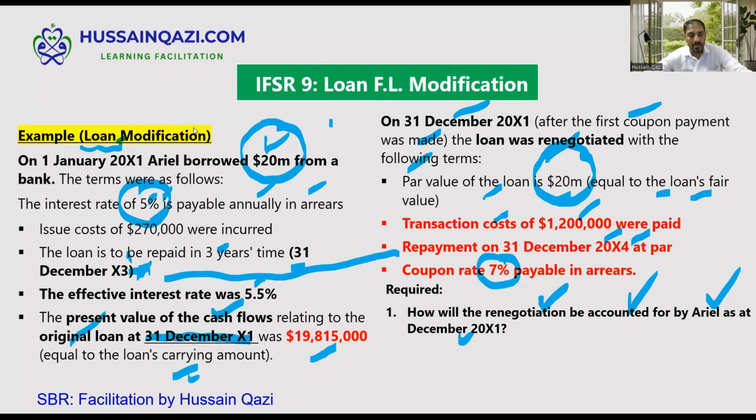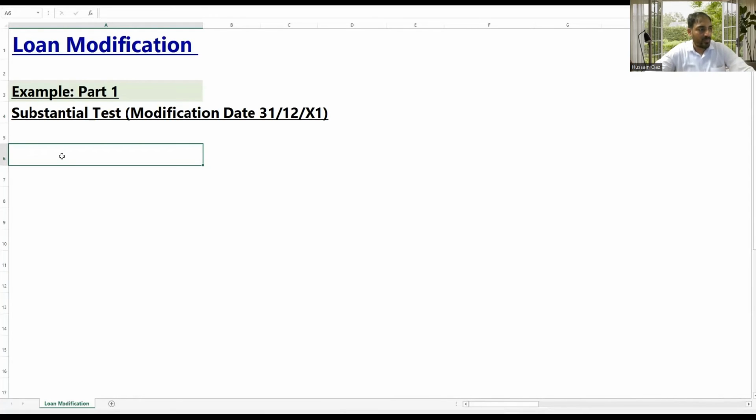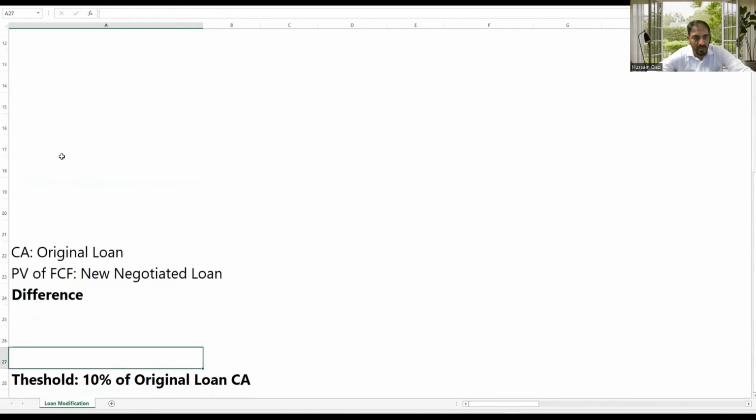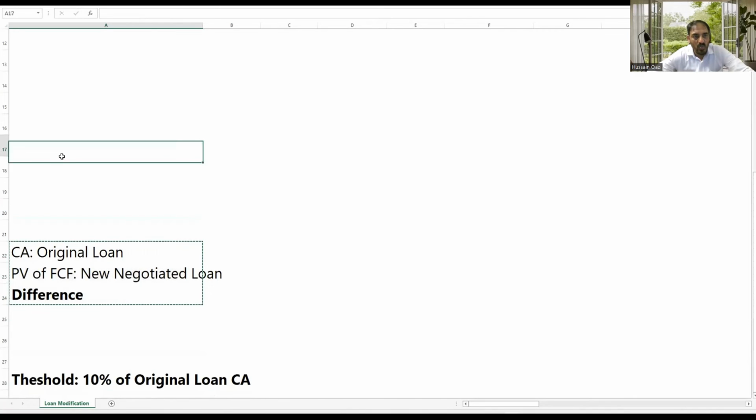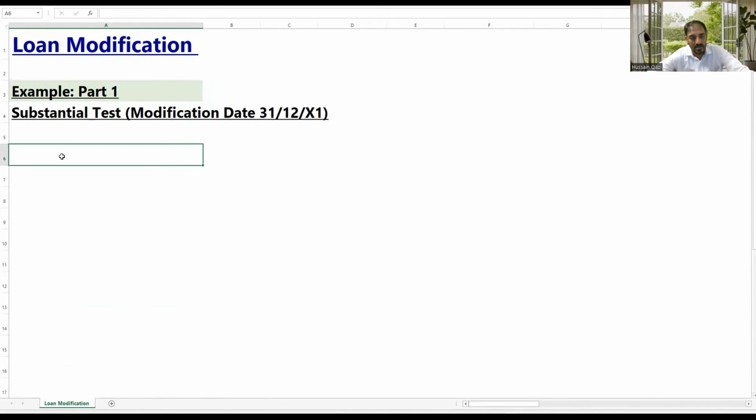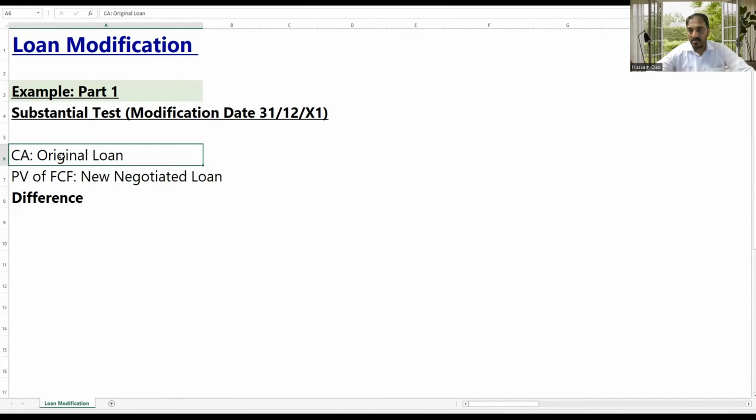Just a minute. Yes, 31st December X1. So calculate the substantial test. First of all, we need to calculate the difference between the present value and the carrying amount of the original loan. Carrying amount of the original loan means simply the amortized cost value of the original loan.